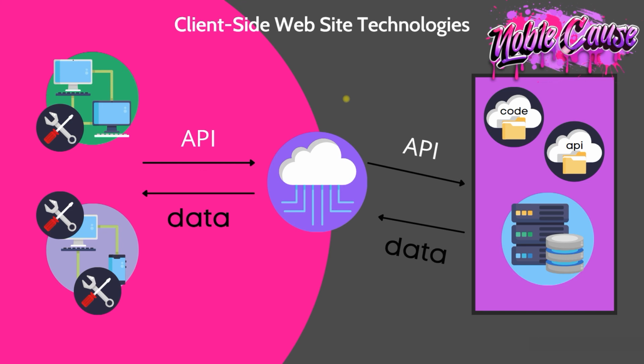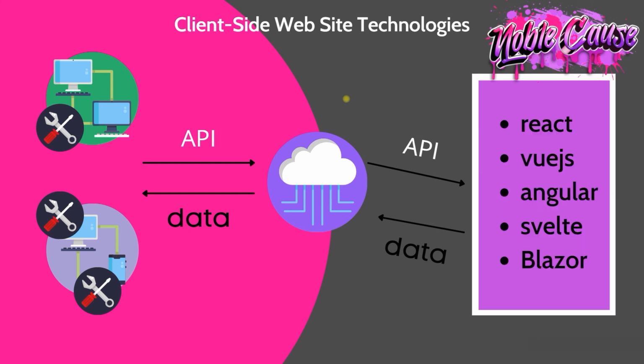So some examples of client-side web technologies are React, Vue.js, Angular, Svelte, which is getting much more popular, and the new one from Microsoft, Blazor. Now, Blazor doesn't use JavaScript or TypeScript like the ones above it do. Blazor runs in something called WebAssembly in the browser. But the idea is still the same. The code still gets delivered to the browser, and the code is all run on each client.